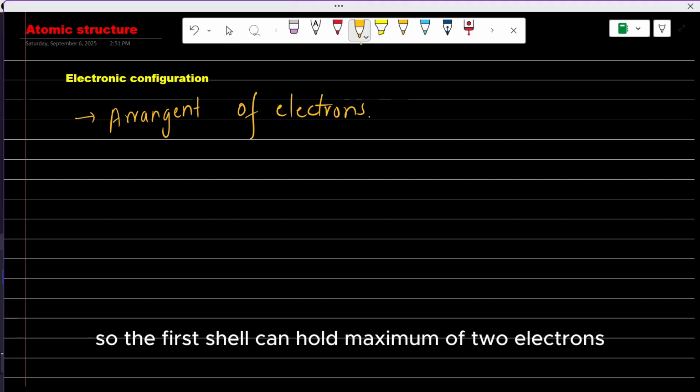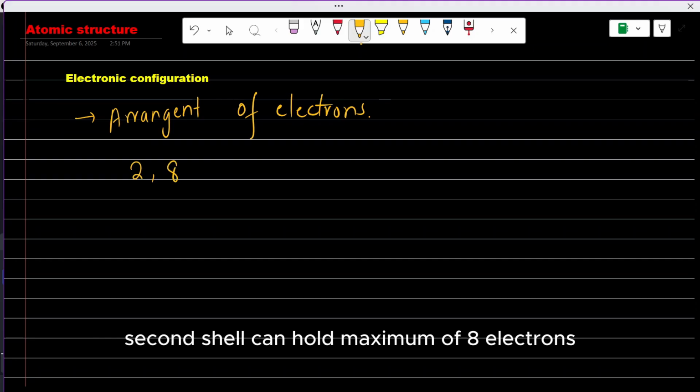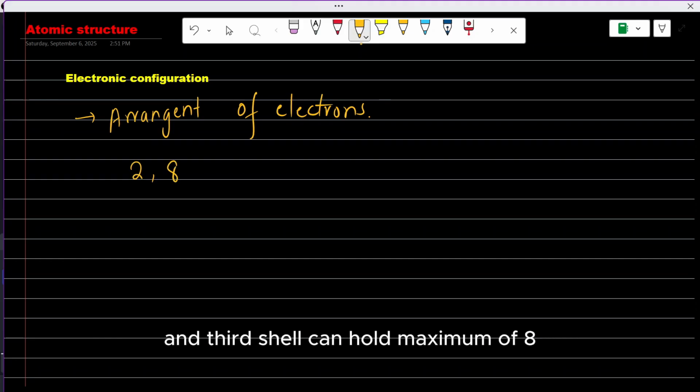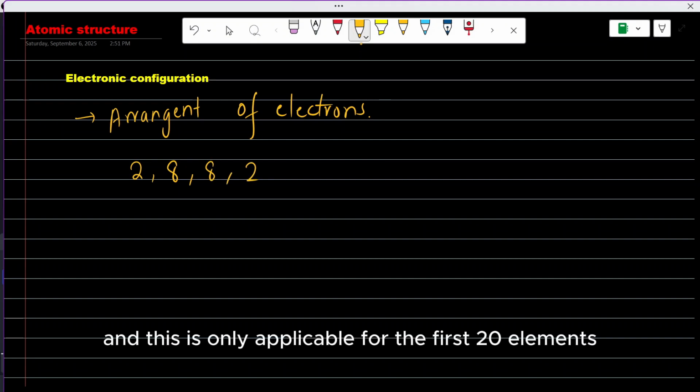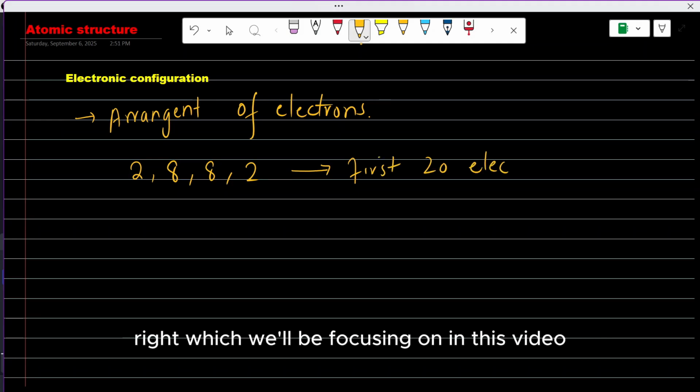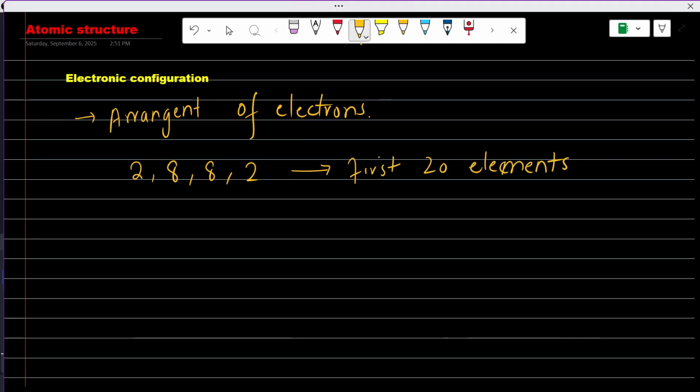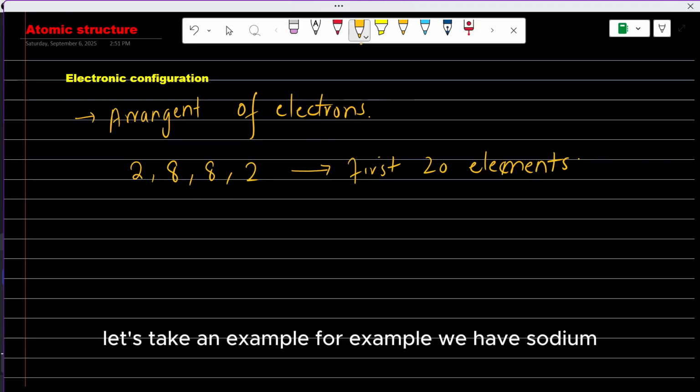Right, so the first shell can hold a maximum of 2 electrons, the second shell can hold a maximum of 8 electrons, the third shell can hold a maximum of 8, and the last one can hold a maximum of 2 electrons. And this is only applicable for the first 20 elements, right, which we'll be focusing on in this video. Let's take an example. For example, we have sodium.